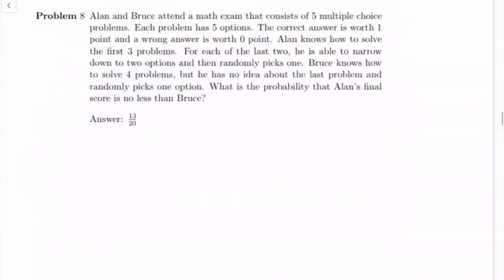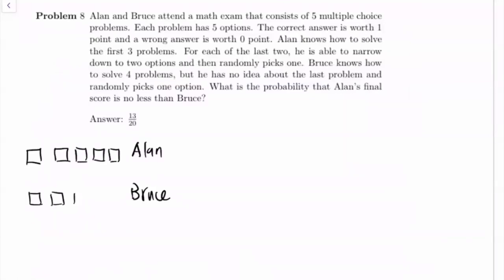Problem number 8. Alan and Bruce. Alan and Bruce attend a math exam that consists of five multiple choice problems. They have five problems, right? Each problem has 5 options. The correct answer is worth 1 point, and the wrong answer is worth 0 points.